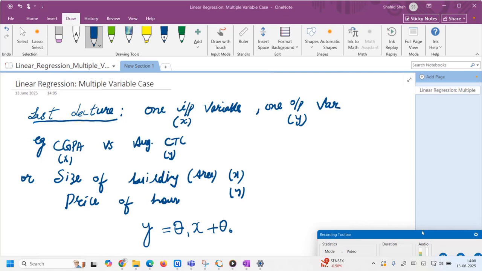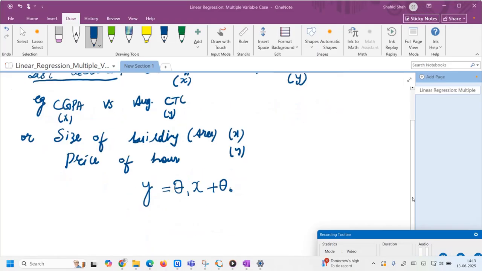Welcome to the second part of linear regression. This is the summary of the previous lecture. We studied the one variable case, that is, we have one input variable and one output variable. For example, input may be the CGPA of a student and output may be the average CTC, so that we can find the relationship between the average CGPA and average CTC.